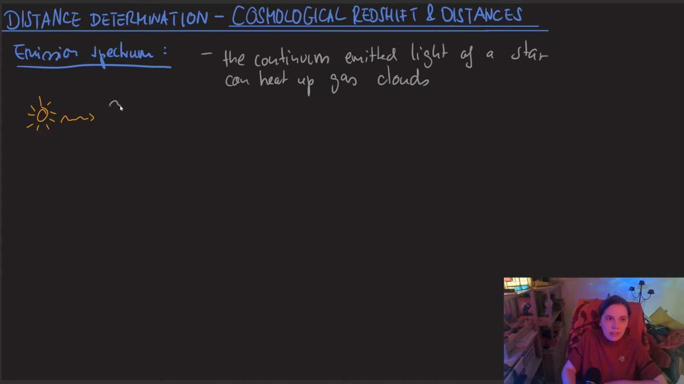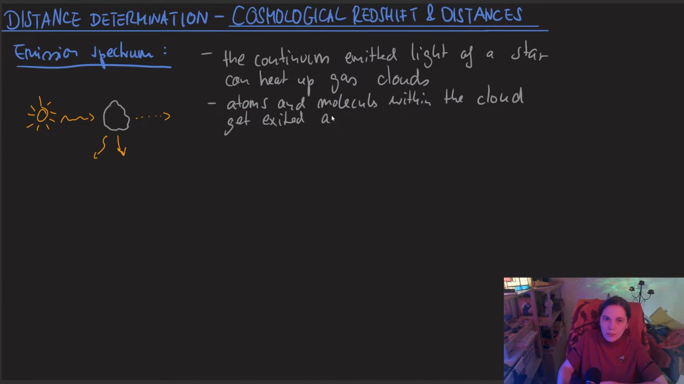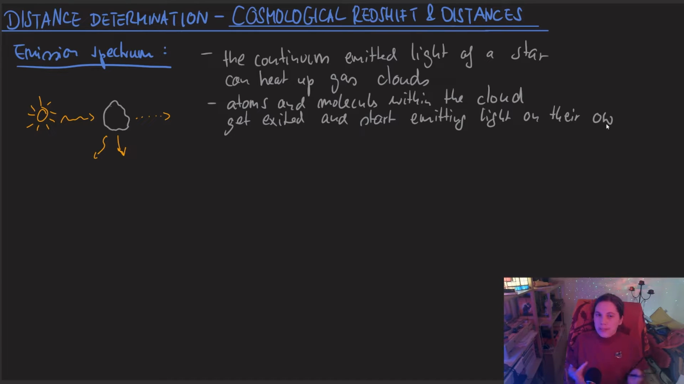So not only do we have absorbed light coming out if you look from this direction, but the cloud itself can now shine with emission because it's heated up by the continuous energy from the star. So atoms and molecules within the cloud get excited and start emitting light on their own. The atoms within the cloud absorb the photons coming from the star, the electrons get to excited energy levels, and then eventually they get de-excited again, releasing the photon again. And this way we can see the emission. We have some nice hot ionized plasma and we can see it.